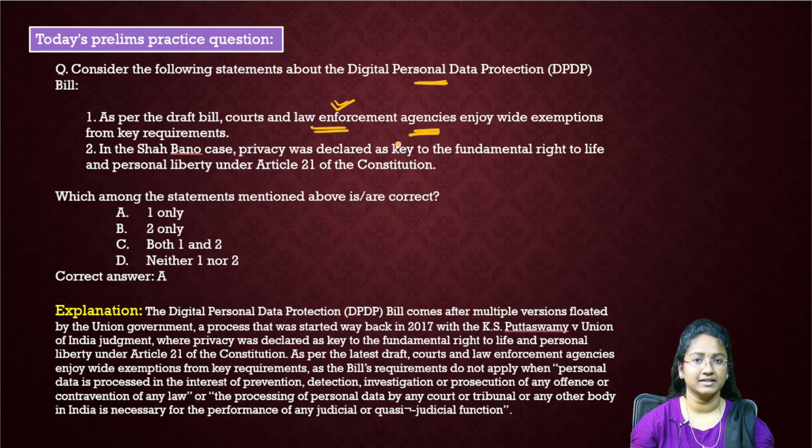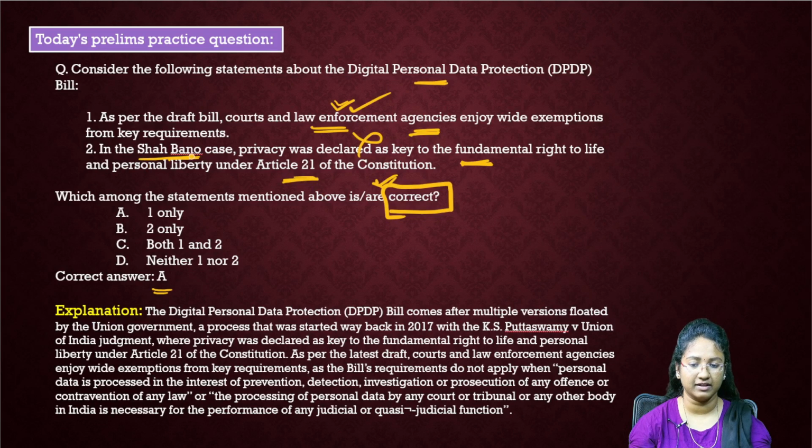So this is our statement 1, and our statement 2 says that in the Shah Bano case, privacy was declared key to the fundamental right of life and personal liberty under Article 21 of the Constitution. This is our second statement, and we have to identify the correct statement. Here the correct answer is A. The first statement is correct and the second statement is incorrect.